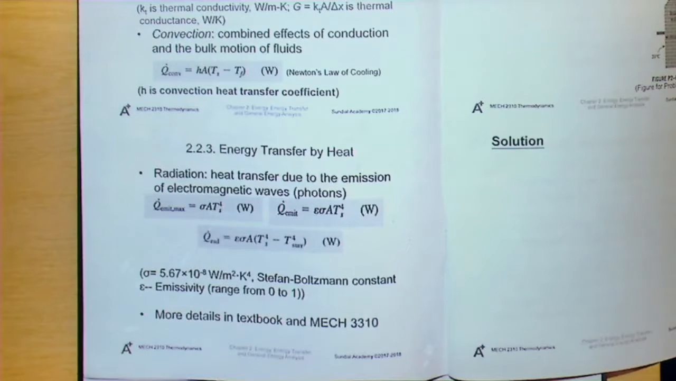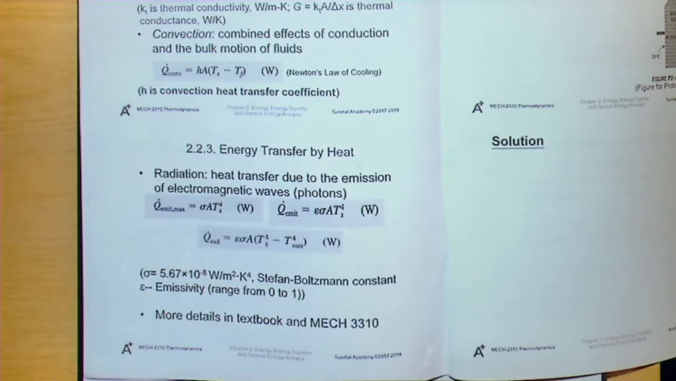It's a mode of heat transfer which results from the combined effect of conduction as well as the bulk motion of fluids. When the fluids are moving, then there will also be convection occurring. The rate of heat transfer by convection will be given by this expression. This is what we call Newton's law of cooling. So here Q conv stands for convection, and it will be equal to H times A times the temperature difference, Ts minus Tf.